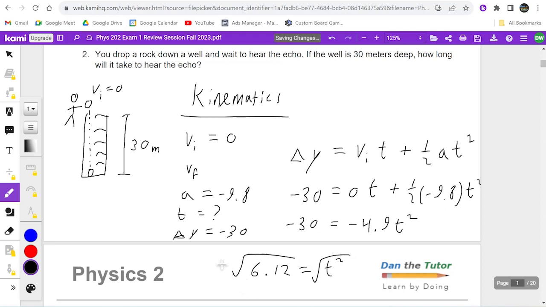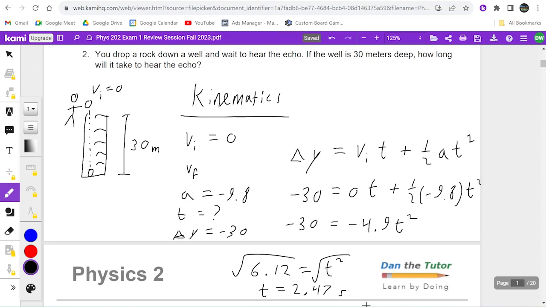Remember, whenever you take the square root, it's plus or minus. But you can't have a negative time, so don't even worry about it. I just like to get you in the habit of thinking of it because other problems, it does matter with the plus or minus when you take a square root. So anyways, the final time is 2.47 seconds. And that's our answer.